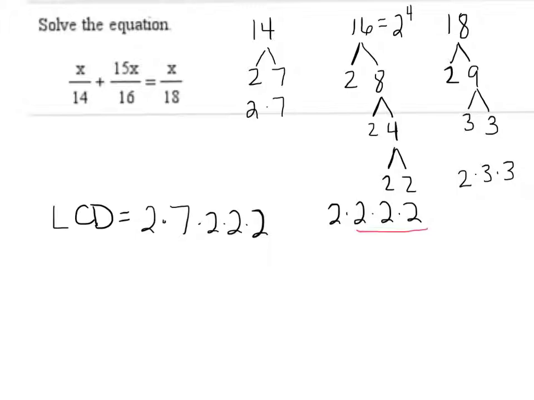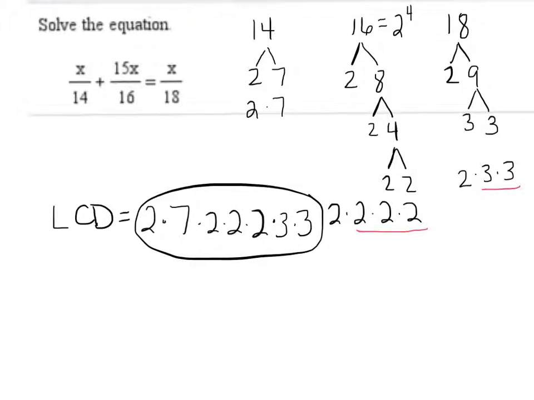Now to get my 18, I have to see what else I'm missing. What I'm missing over here is that I don't have any 3's. I already have 2's, I don't need another 2, but I don't have any 3's yet. So I'm going to multiply those in, and I'm going to circle this because I've kind of got close to the other things that I have. So if I multiply all this out, this is my least common denominator. You can multiply it however you want.